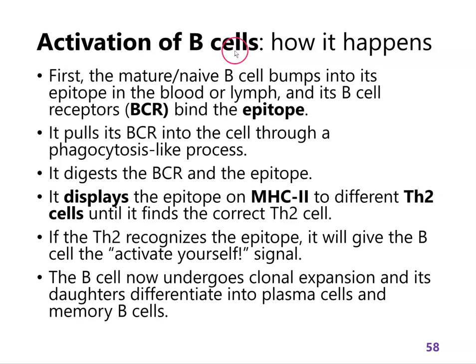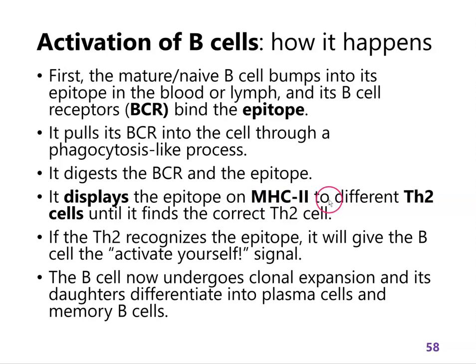B cells, it's a totally different thing, and I want you to stop for a second and accept that B cells are activated in a different way. B cells first have to bump into their epitope. Remember, their B cell receptors are basically antibodies sticking out of their cells, and so if they bump into their epitope using their B cell receptor, they pull the B cell receptor in through phagocytosis, and they digest it, and they display the epitope on MHC2 to a different helper T cell, a type 2 helper T cell.